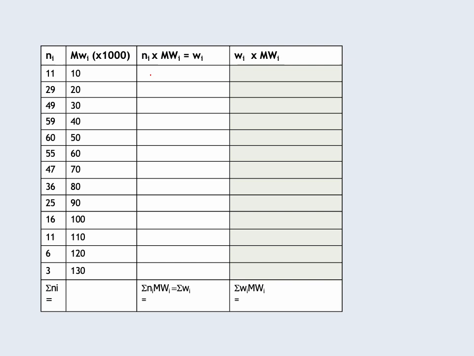This is going to be 12. This is going to be 28. 48. 58. That's 60. 55. 47. 36. 30. This is going to be 25. This is going to be 16. This is going to be 11. And this is going to be 6. Okay, so if we use those numbers instead, and this is 120. That's where that 560 came from.